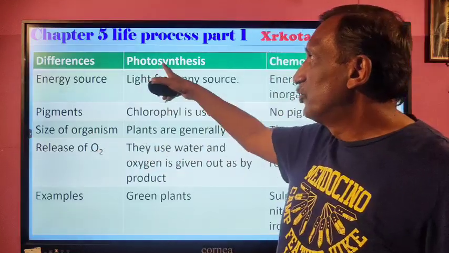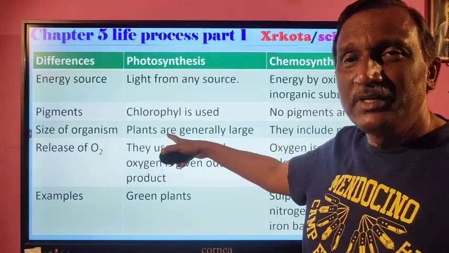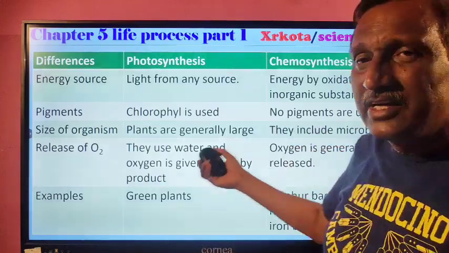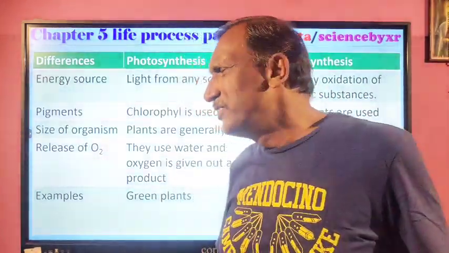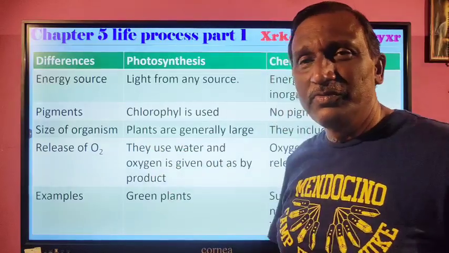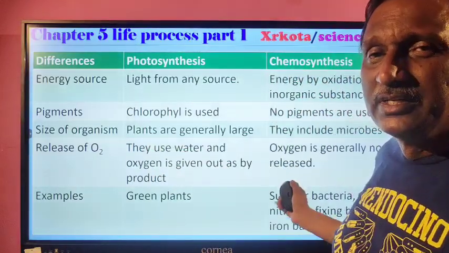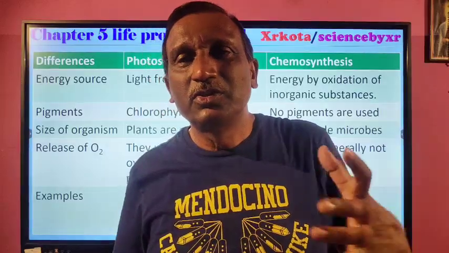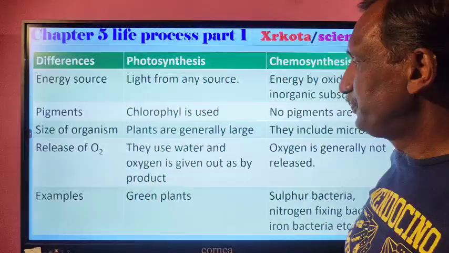Size of organism: photosynthetic organisms are generally plants, clearly visible, large plants, whereas chemosynthetic organisms are generally microscopic, invisible to us. Release of oxygen: photosynthetic organisms release oxygen. Chemosynthetic organisms do not release it, because they are using sulfur, nitrogen, oxygen, so they are rather using oxygen.